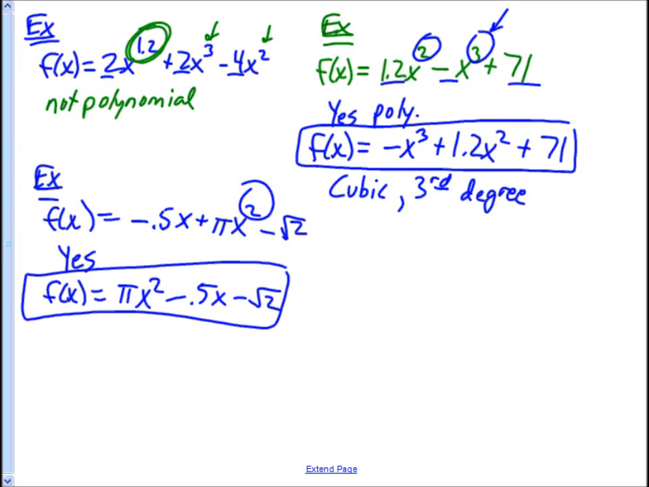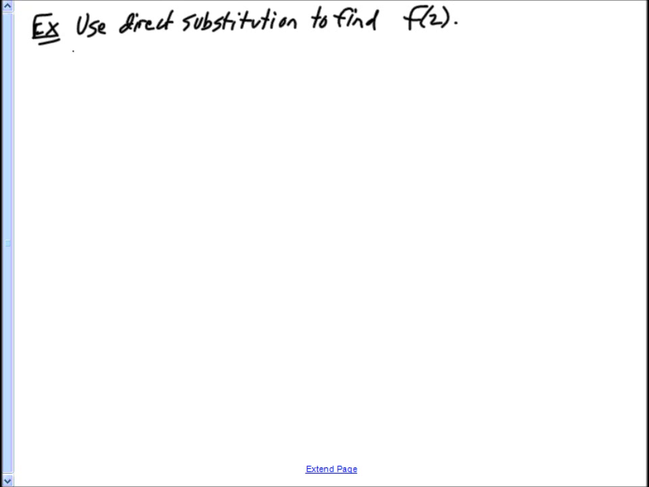All right, let's use a little direct substitution here. Let me go to the new page. Let's use direct substitution to find f of 2, where we have this polynomial.